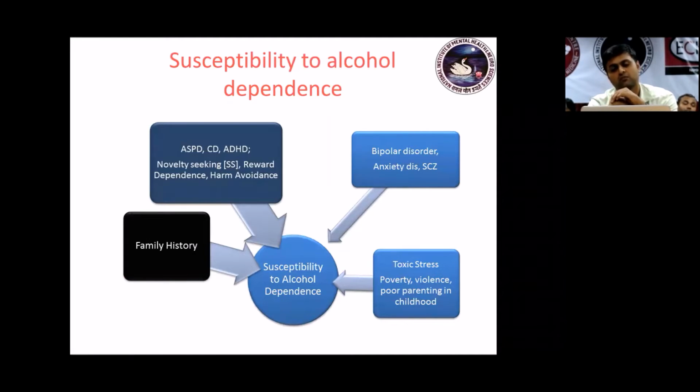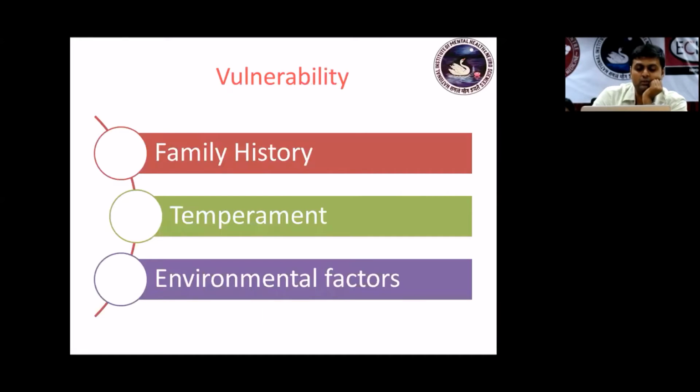Axis 1 disorders in the form of bipolar disorder, anxiety disorder, and schizophrenia do have a higher propensity to get into substance use disorders. Toxic stress in the form of poverty, violence, poor parenting, and nutritional deficits in childhood also contribute to it. Looking at it in a little more detail: family history, temperament, and environmental factors.